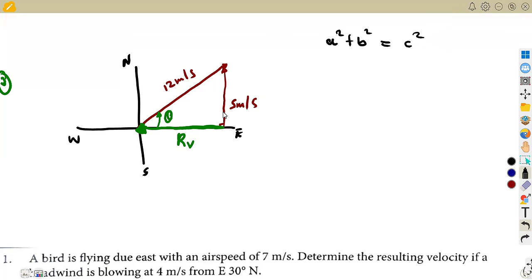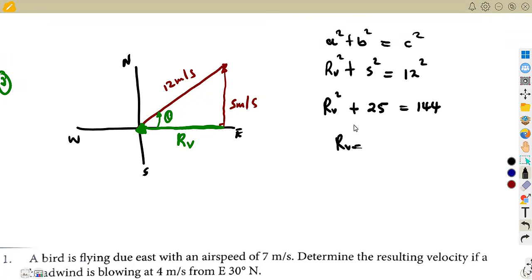So we are talking about the shorter sides, where we have the resulting velocity squared plus 5 squared is equal to c squared, which is 12 squared. So that is going to be RV squared plus 5 squared, which is 25, is equal to 144. Transpose this, RV squared is going to be 144 minus 25, or you can just put the square root on this part, which is simply the square root of 144 minus 25, because you're supposed to have RV squared, then you introduce the square root there.